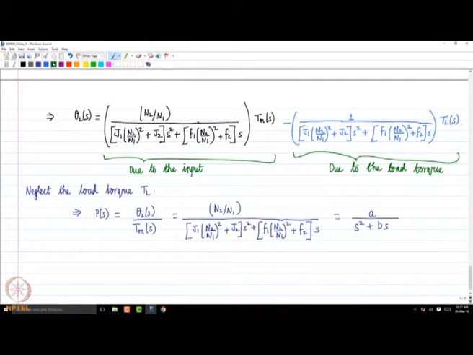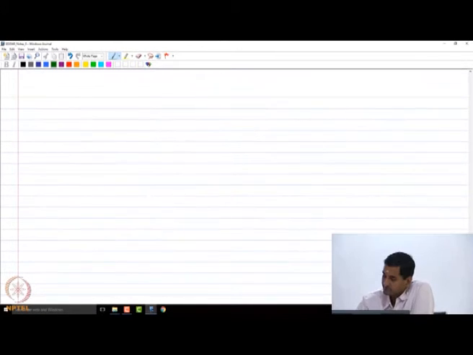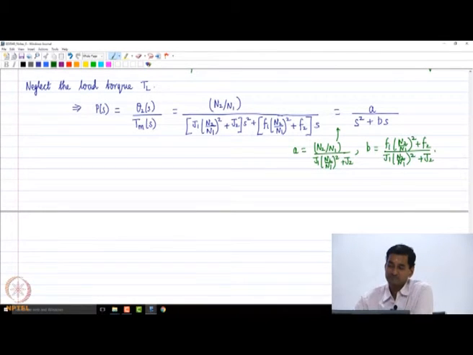So, here what I am doing is I am just saying that the parameter A is going to be N2 by N1 divided by J1 N2 by N1 whole square plus J2, right. That is what I am essentially taking A as, and B is essentially F1 N2 by N1 whole square plus F2 divided by J1 N2 by N1 whole square plus J2. Okay, so that is what we are considering, right.